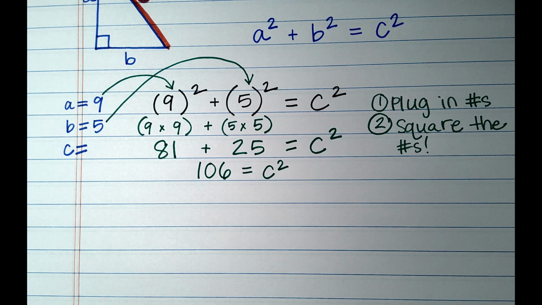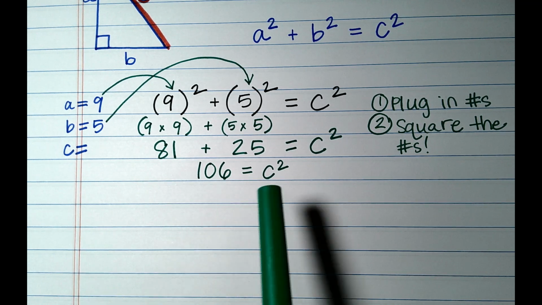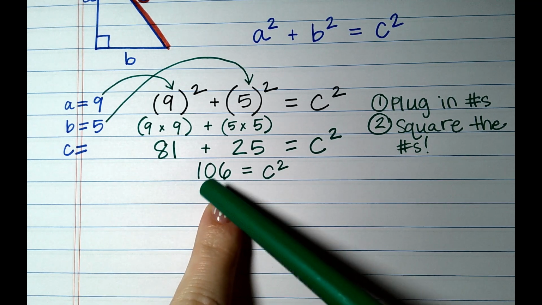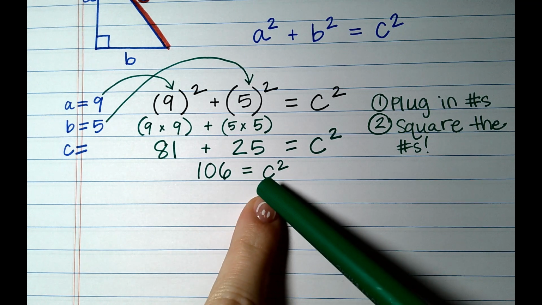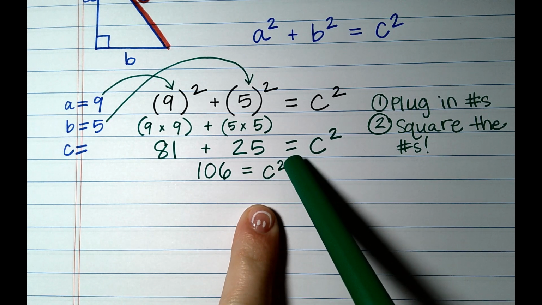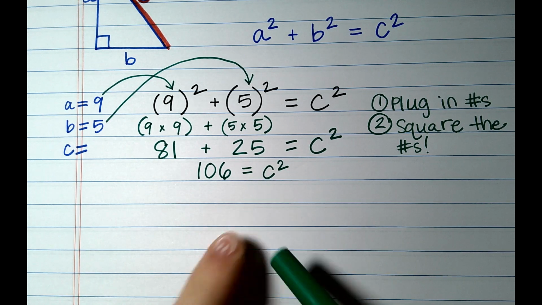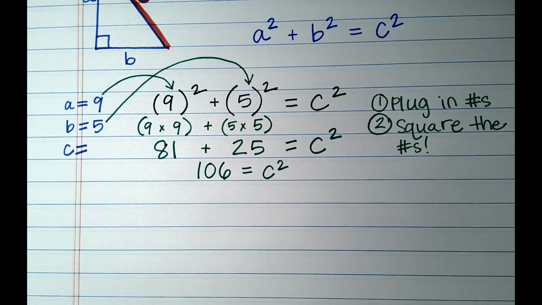Now, does anybody have an idea what I would do at this point? 106 times 106? Now, that's a great idea. The only problem is we don't have 106 squared, we have C squared. We can't divide, we don't have a number. So here's what we're gonna do. This is what I didn't teach you last term.